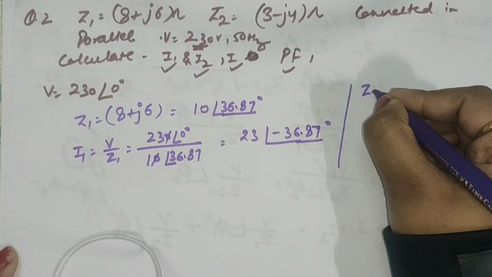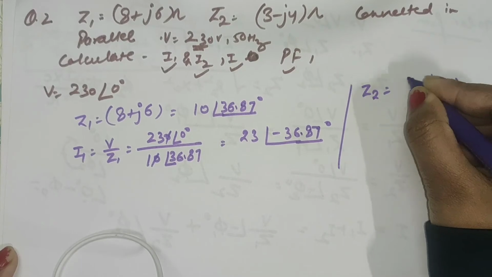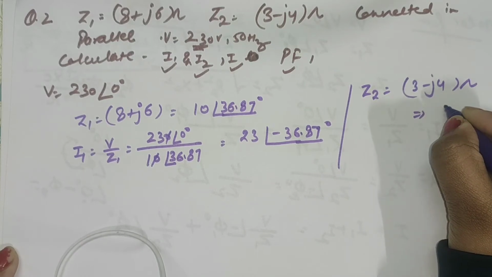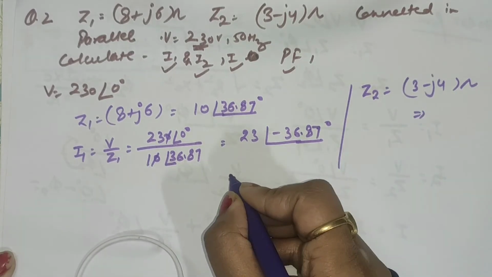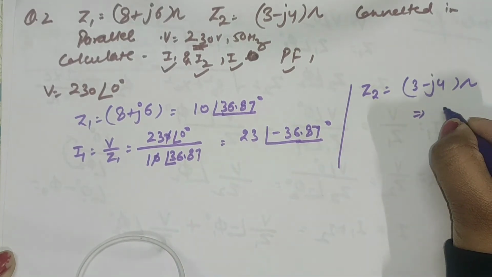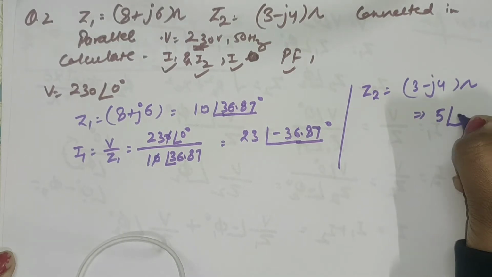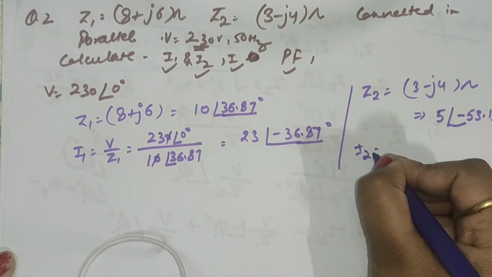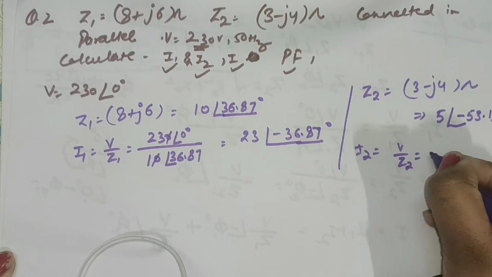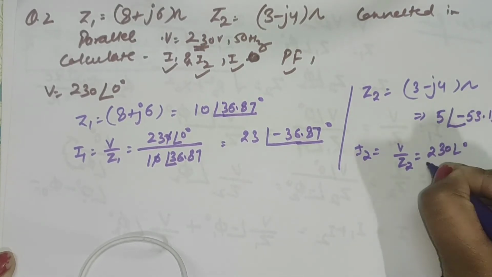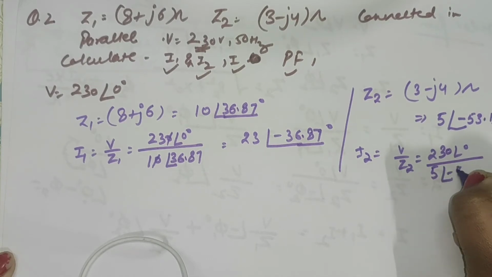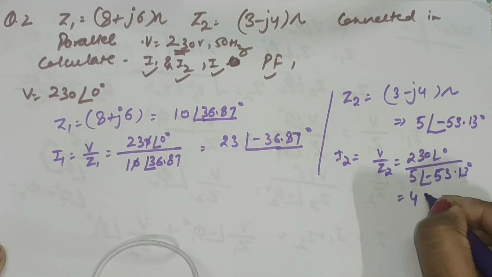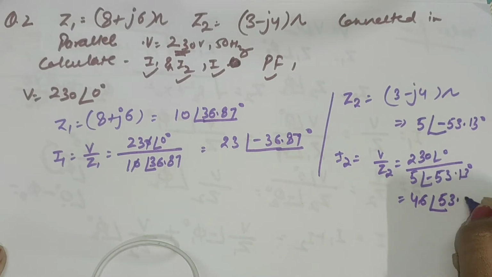Now Z2 is given, 3 minus j4, which means a capacitance is there. If you change Z2 into polar form, it is 5 angle minus 53.13 degree. Now I2 will be V upon Z2, that is 230 angle 0 upon 5 angle minus 53.13 degree. If you solve this, 230 upon 5 is 46 angle 0 plus 53.13 degree.